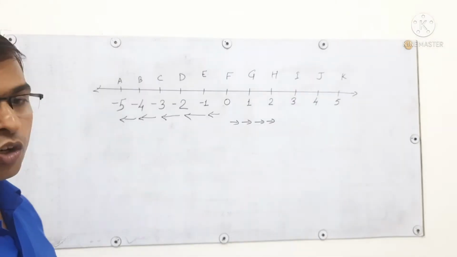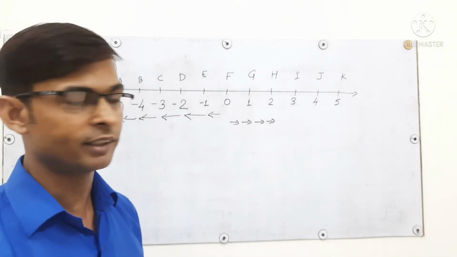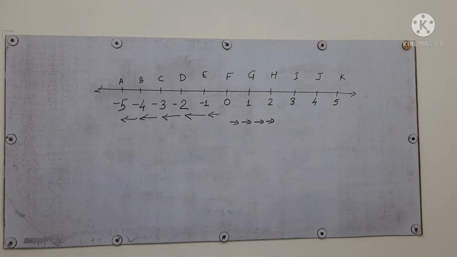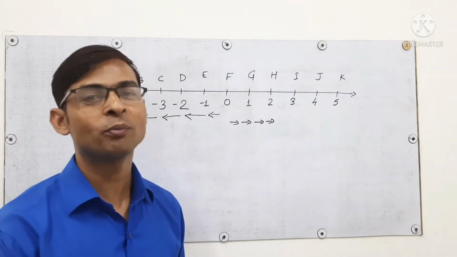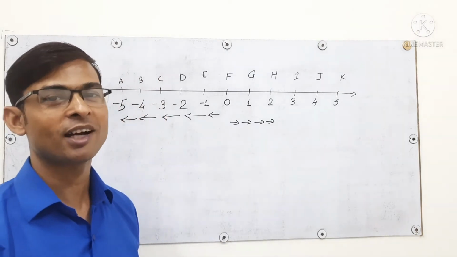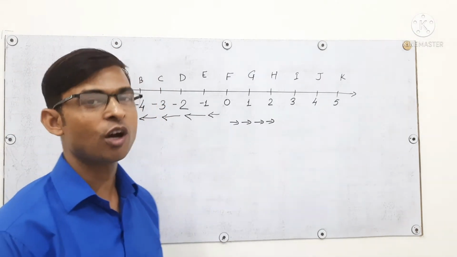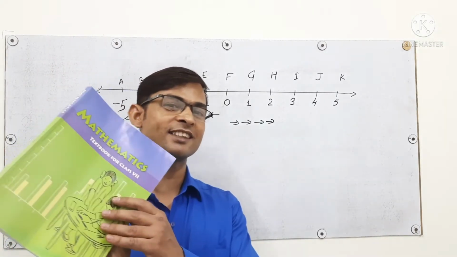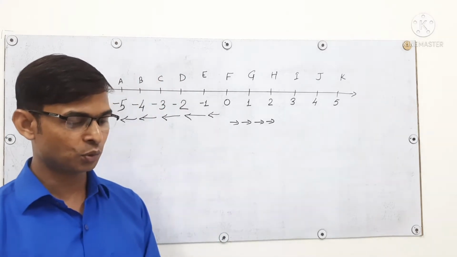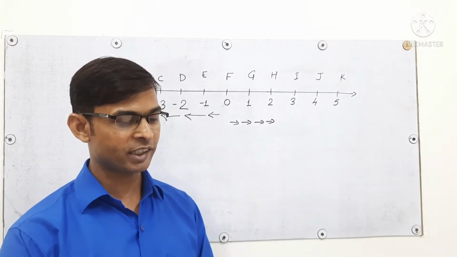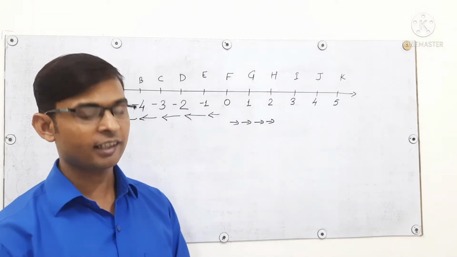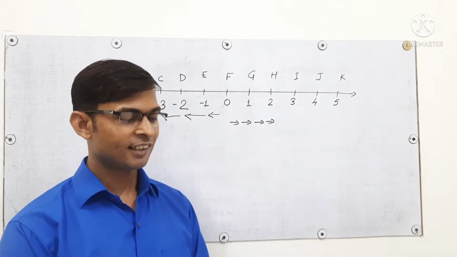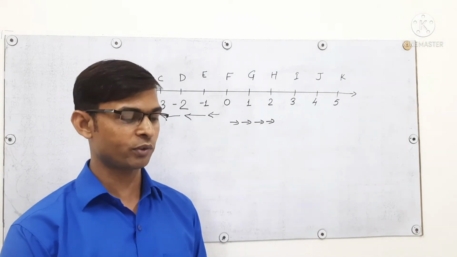Now we will do some more examples in this exercise. Students, I hope you have learned how integers are marked on a number line. Now we will do some more examples as given in the NCERT textbook, and you all remember this textbook. On page 2 we have some statements and we have to say whether they are correct or incorrect. The first is, when two positive integers are added we get a positive integer.